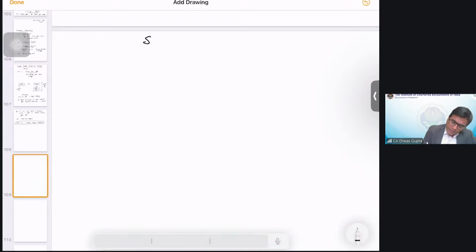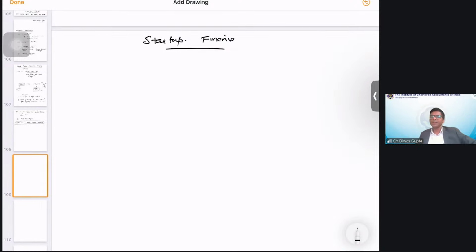So, startup finance is a separate topic in advanced financial management. It deals with the concept of startup and different ways or sources of finance available to finance the startup. So let's first understand what is meant by the startup.